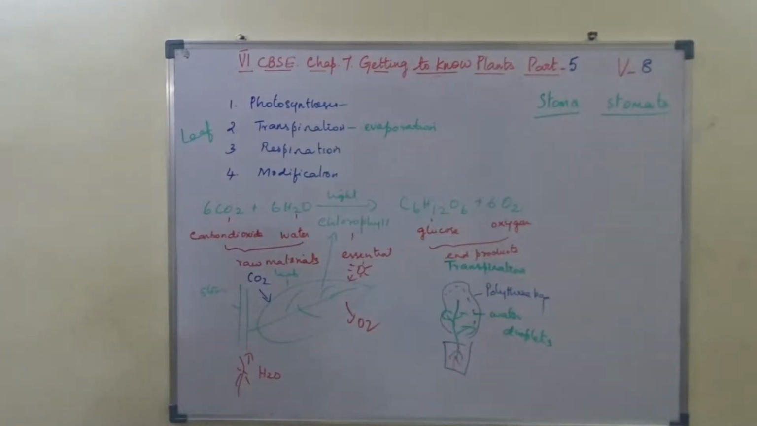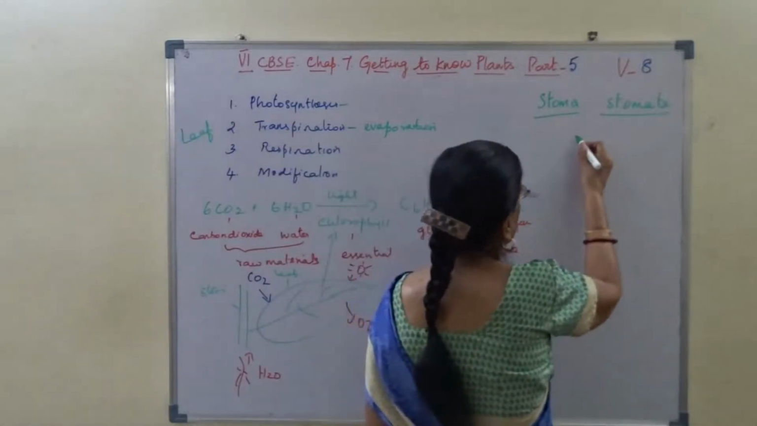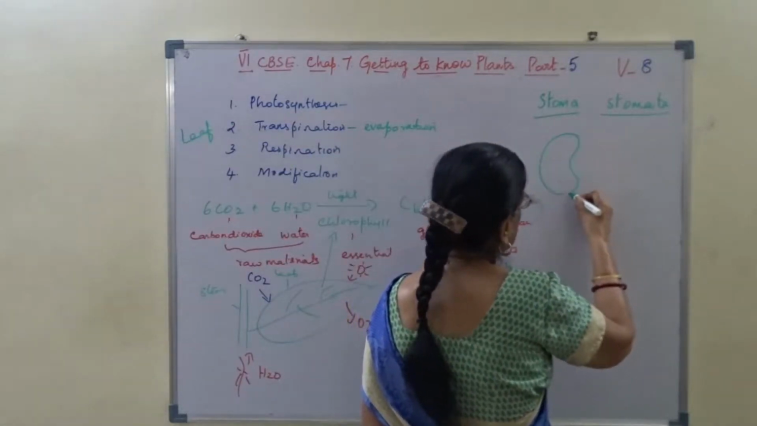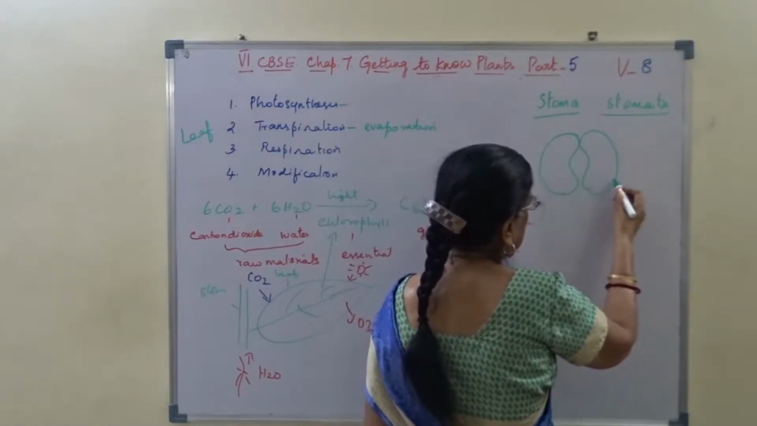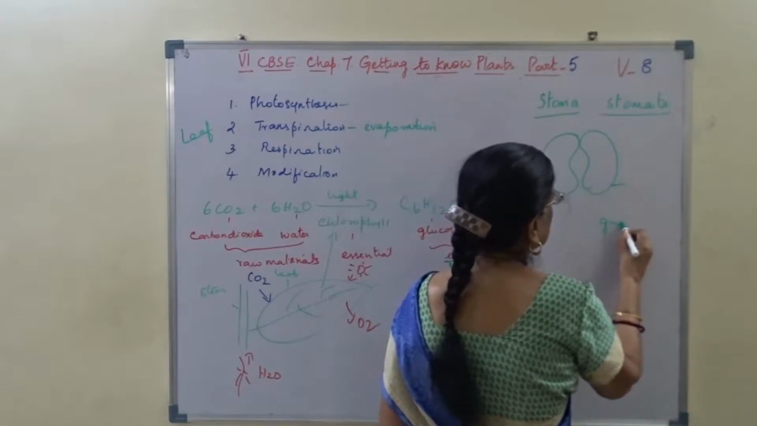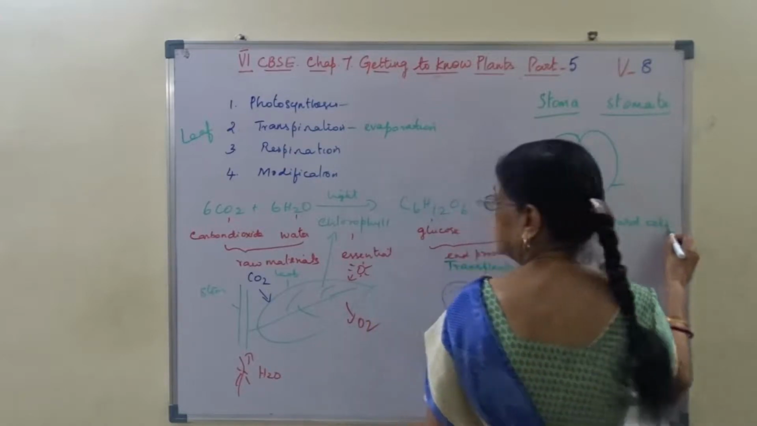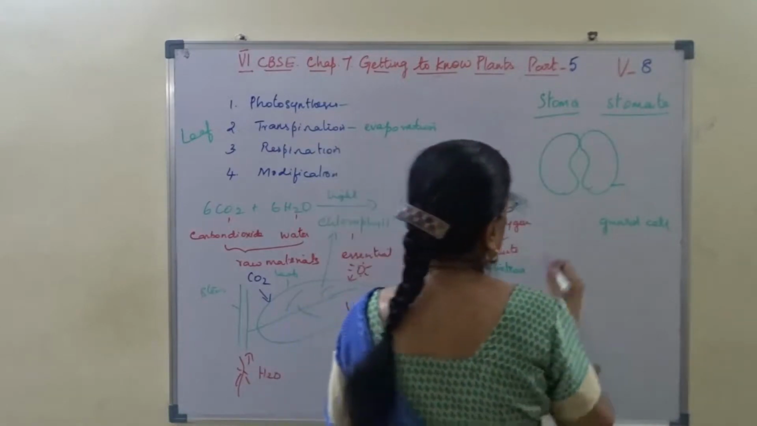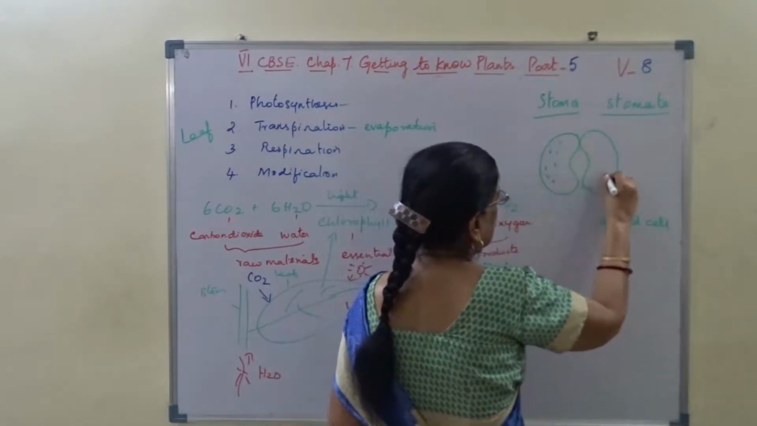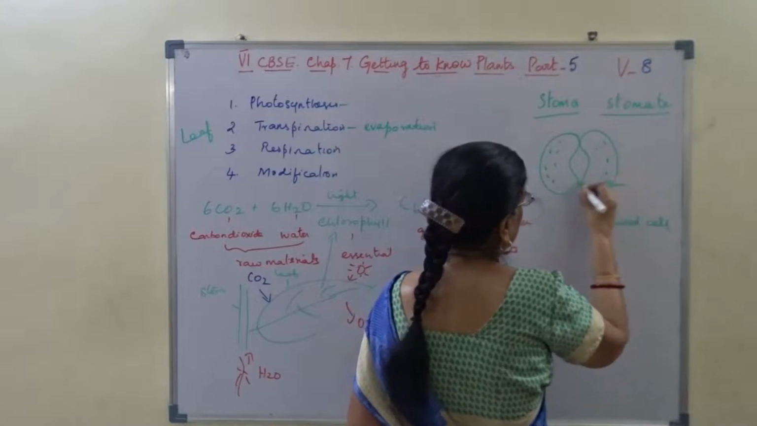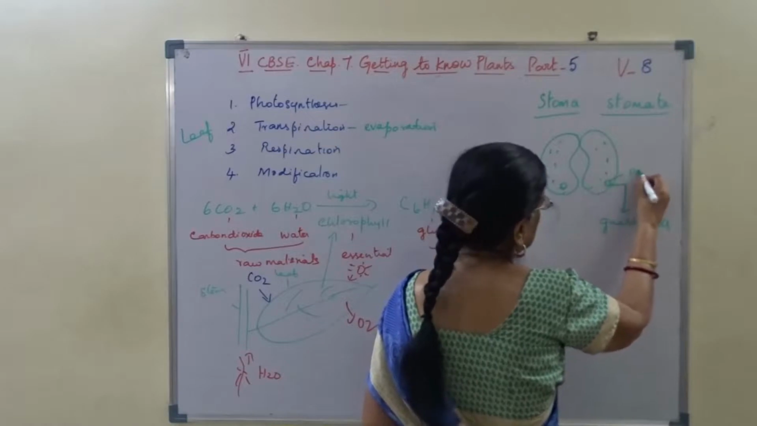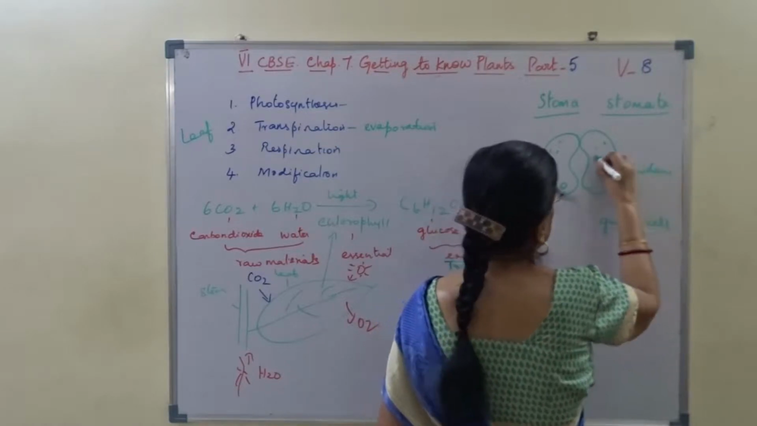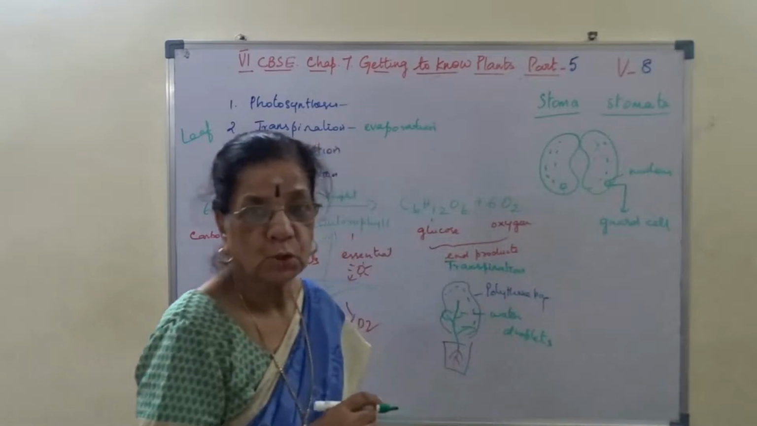Singular stoma, plural stomata. So now this stoma has a bean-shaped structure like this. Bean-shaped structure, that is called a guard cell. And then it is having nucleus and cytoplasm. This is guard cell, this is nucleus. These are all cytoplasm and chloroplast.